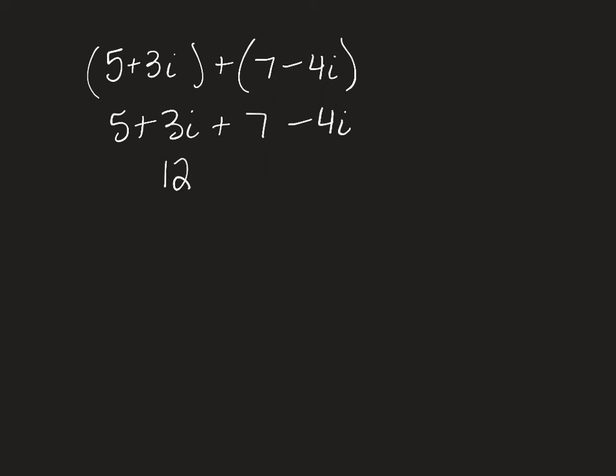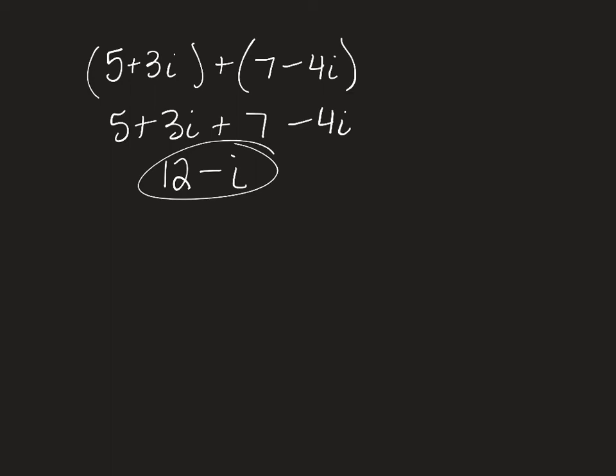All right, so 5 plus 7 is 12. And then 3i minus 4i is negative 1i. Or you could just put negative i, right? So that's your answer: 12 minus i. And does the i always go last? Yes, the i always goes at the end.